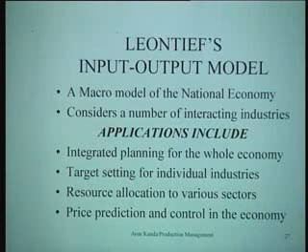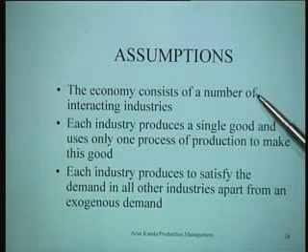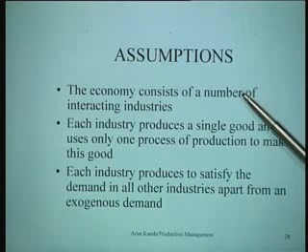Now you might be a little flabbergasted, asking how so many things can be done by a simple mathematical model. So let's look at the basics of Leontief's input-output model and see how exactly we can go about looking at this particular problem. Some of the assumptions in this model are: the major assumption is that the economy consists of a number of interacting industries. Would you tend to agree with this or not? What does this mean in real life?